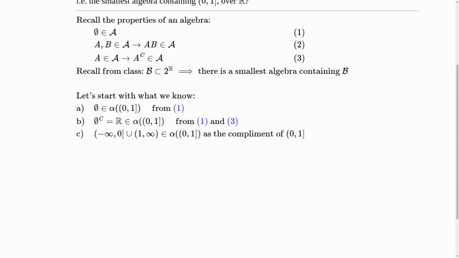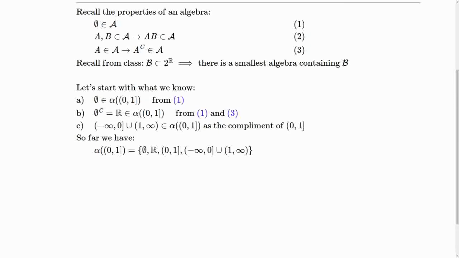It also must contain the complement of the set (0, 1], so it must contain the set minus infinity up to 0 closed, union with 1 open up to positive infinity. Hence, we can speculate that the smallest sigma algebra alpha(0, 1] is just these four sets: the empty set, the whole real line, the interval 0 to 1, and then the union of the two intervals, minus infinity up to 0 union with 1 up to infinity.